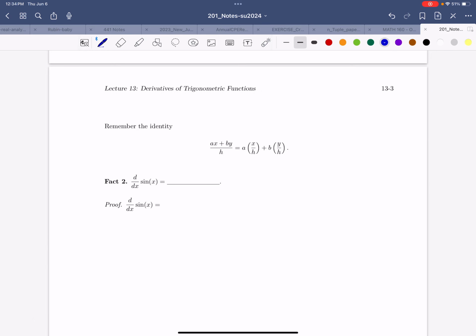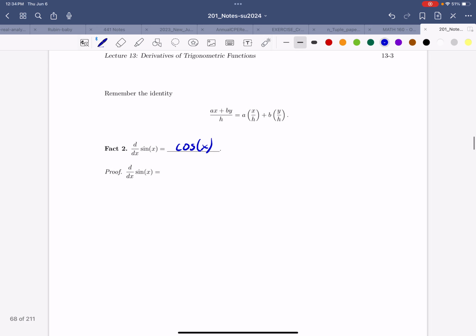Now we're going to show that the derivative of sine of x is cosine of x. Very, very nice result. So let's do it. How are we going to do this? Well, we're just going to use the limit definition of the derivative. Really no other way to do this. So the limit as h approaches 0 of sine of x plus h minus sine of x all over h. And somehow we're going to manipulate this to be cosine of x.